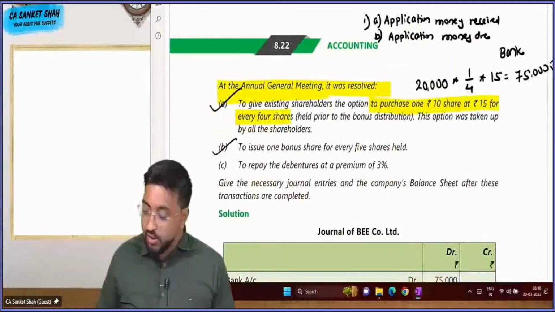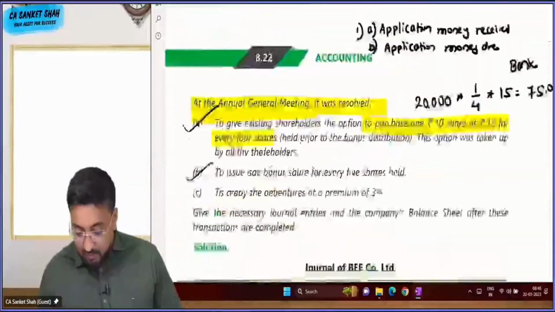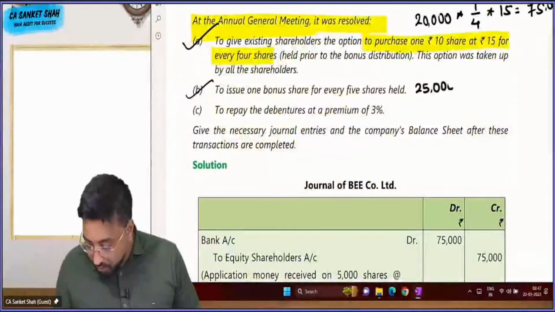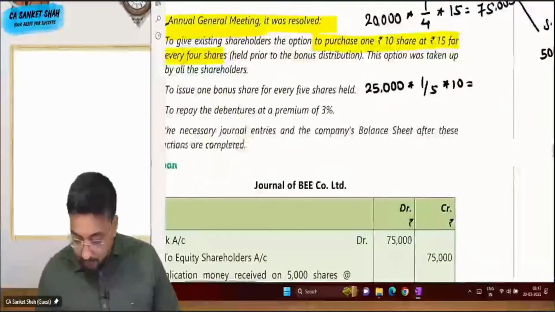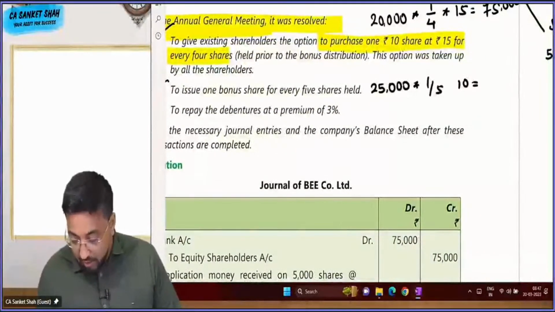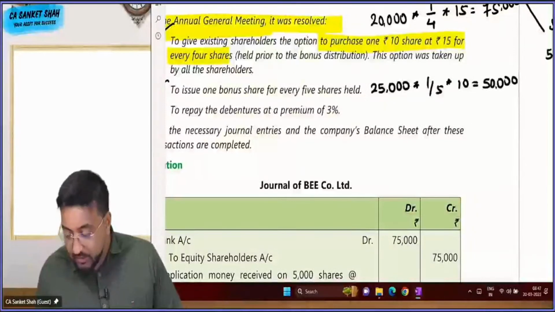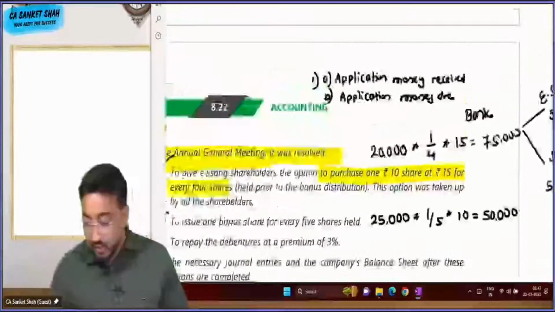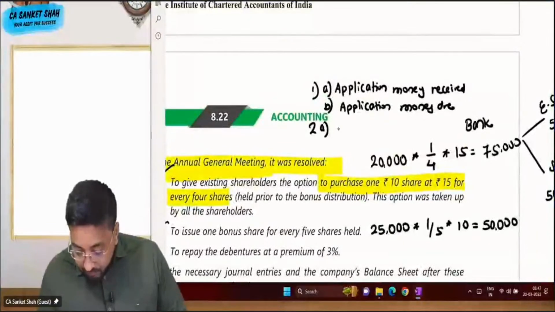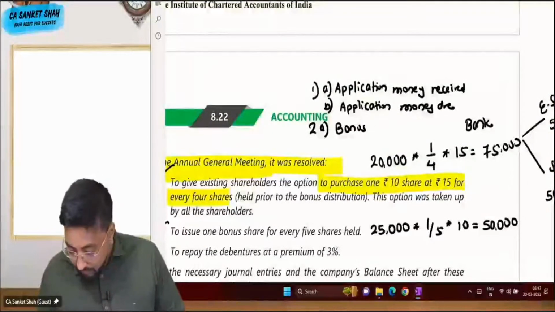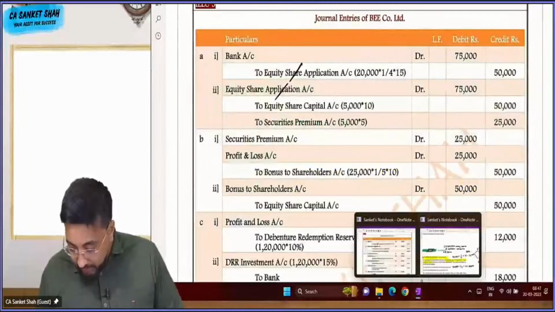To issue one bonus share for every 5 shares held. Now see how many shares you have. Now you have 25,000 shares. So 25,000 into 1 by 5 into 10 rupees, that is 50,000. So my bonus is 50,000. What is the bonus share entry, beta? Second one, bonus. What is the amount?